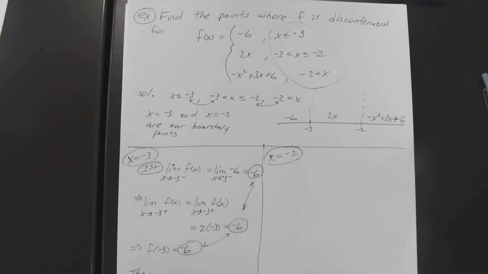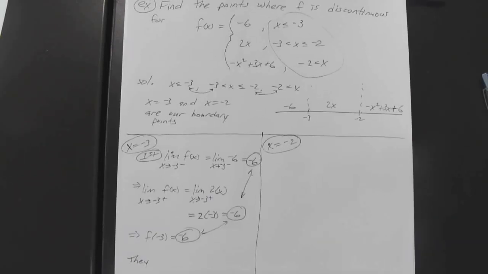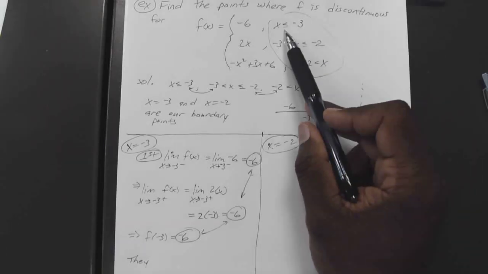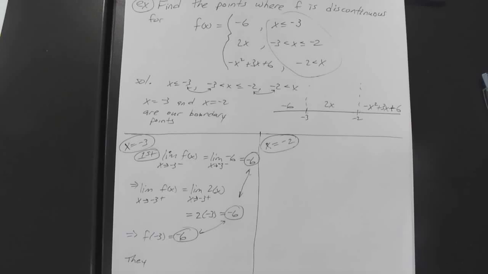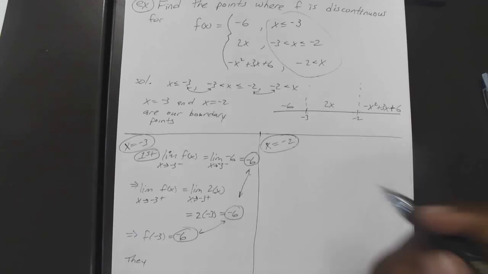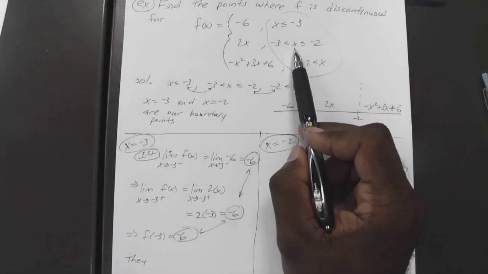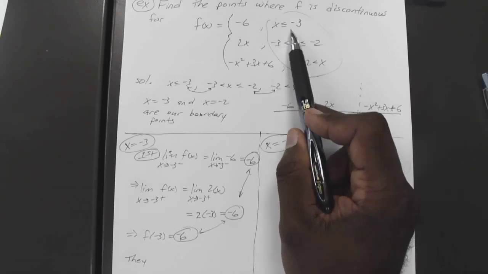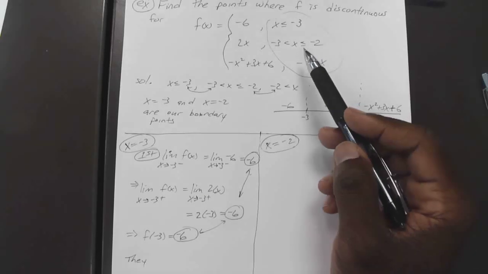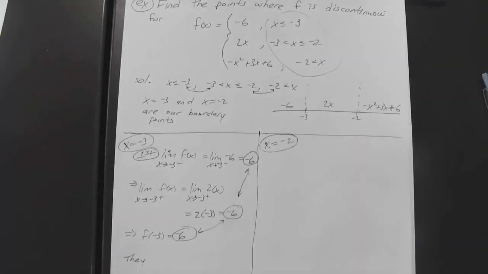So for the f of -3, you just chose the -6? Yep, because this is less than or equal to -3. So if it were equal to -3, then that's the one you'd use. Now, if the middle one was less than or equal to -3 is less than or equal to x, and that was just less than, then the 2x would have been your f of x. So it all depends on that equal to.